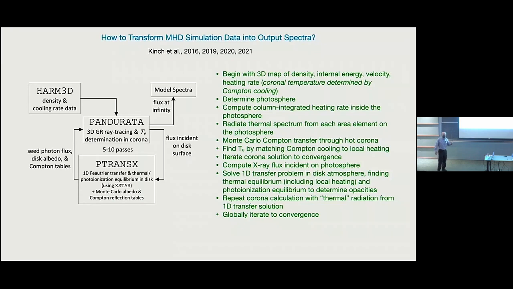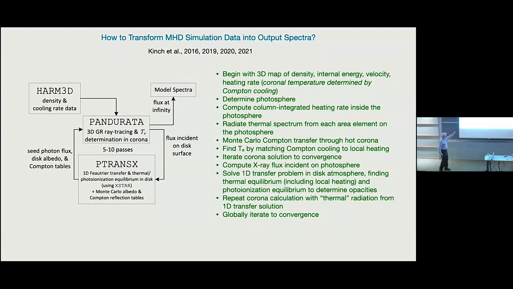The energy that's deposited from the absorbed high-energy photons needs to be restructured, in a way that you find through a 1D transfer solution at each area element in the photosphere of that disk body, the column of gas down below, which has been ionized and heated by those X-rays. So that means in order to find the opacities and emissivities, you also need to solve a local photoionization problem and a local thermal balance problem.